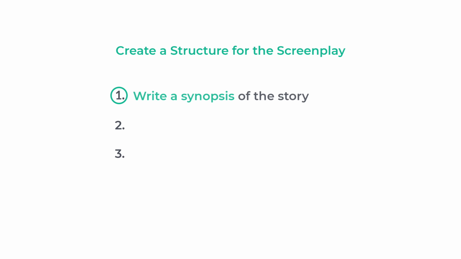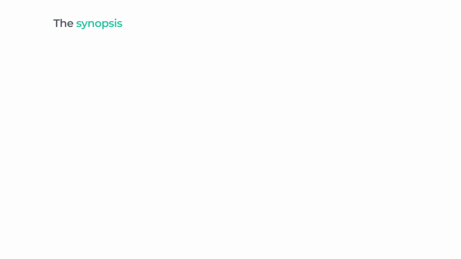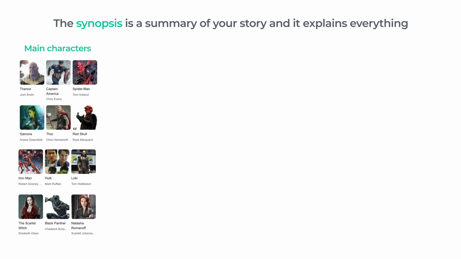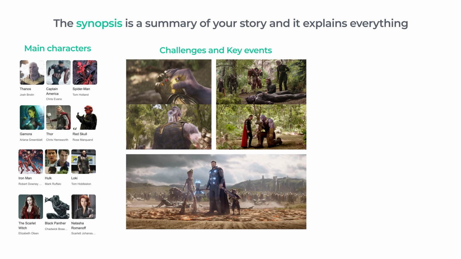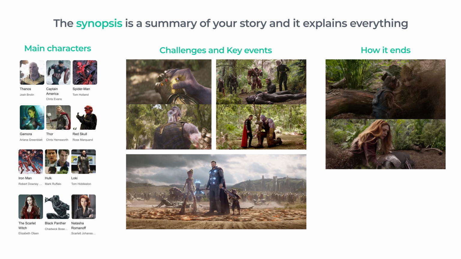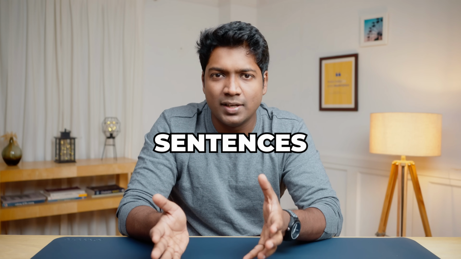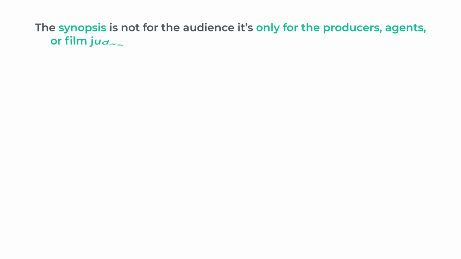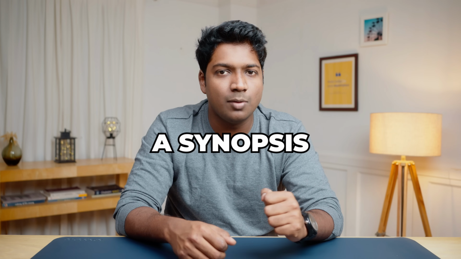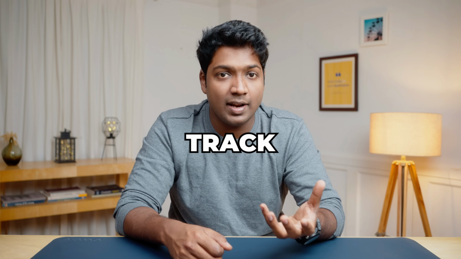The first step is to write the synopsis of the story. The synopsis is a summary of your story and it explains everything from the main characters, the challenges they face, key events, all the way to how it ends. Yes, it even includes the ending, unlike a logline, which is just 1 or 2 sentences to spark interest in your story. So the synopsis is not for the audiences, it's only for the producers, agents, or the film judges to help them decide if your script is worth reading. A synopsis will make it easier to stay on track when we dive into writing the full script.